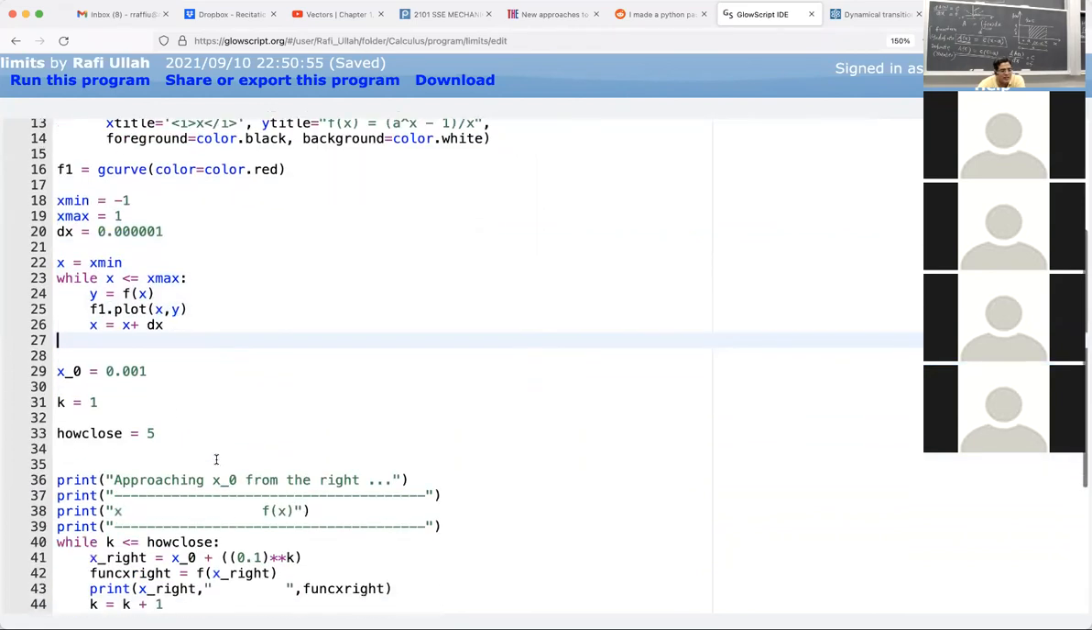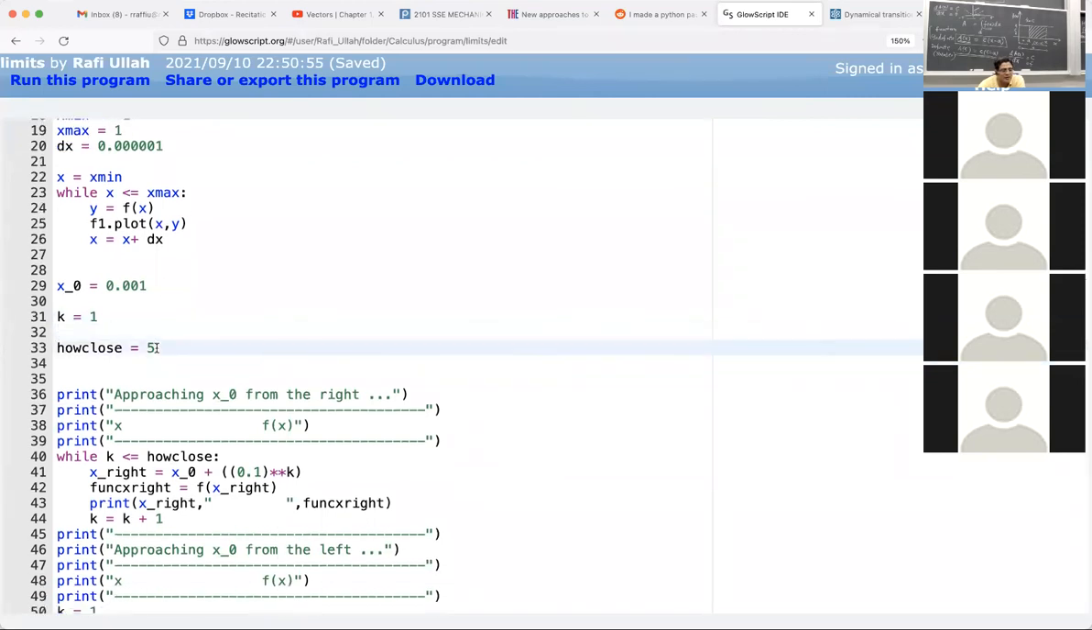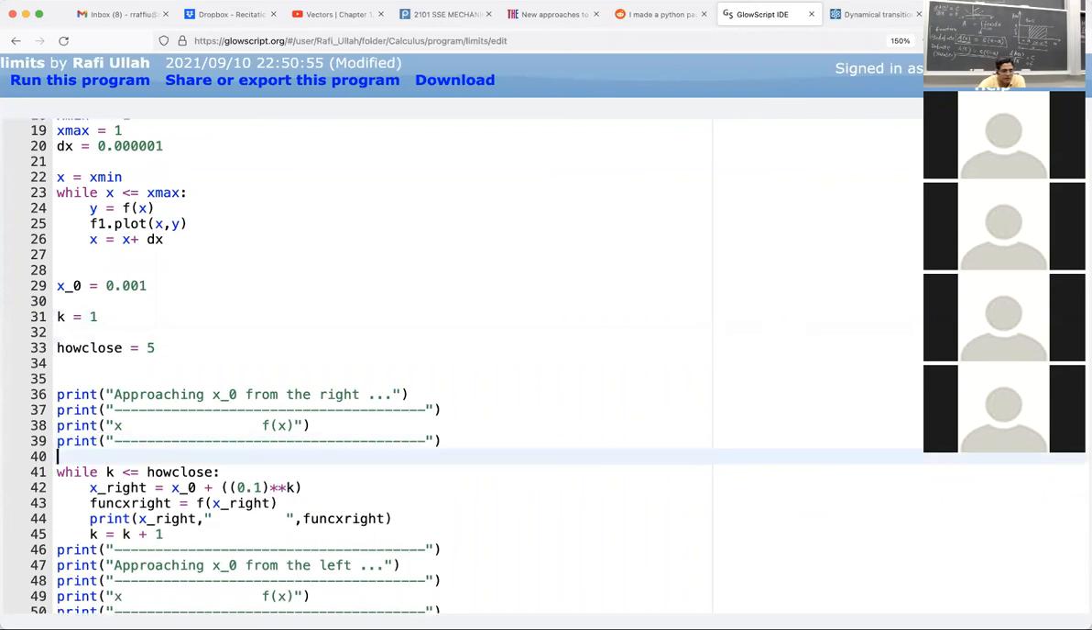And then below here, I have a limit. So I have x naught, which I want to take to 0. x naught is some initial value. I start with this value of x naught, and then I take it to 0. And 5 somehow is a measure of how close I want to get.